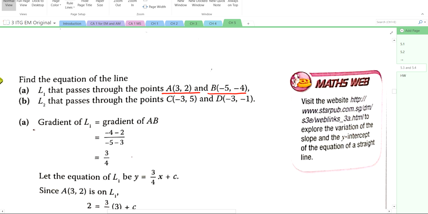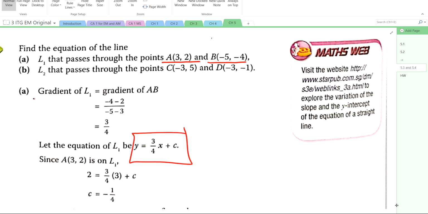Once we have the gradient, we substitute it into our y = mx + c. Gradient is found already. So y = 3/4 x + c, where we all know that c will be our y-intercept. Make sense so far? Now this is my new equation, but I need the value of c. Sub in which one? A or B? Any set, A or B, because both A and B lie on the line. In this case, your textbook chose to substitute in A. I shall now choose to substitute in B, just to verify.